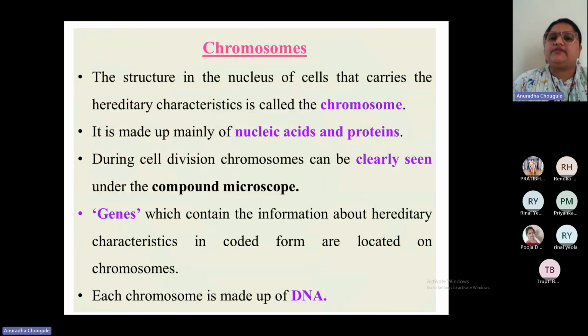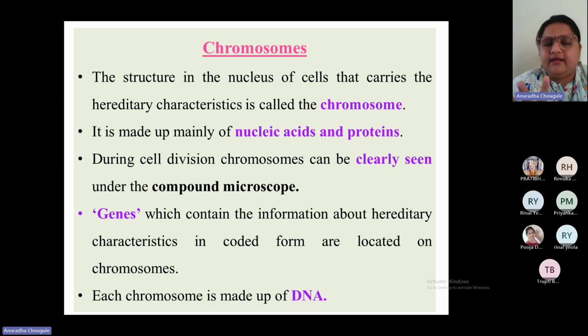So the next point is chromosomes. Can you tell me the definition of chromosome, or do you have any idea what a chromosome is? It is a protein-based repeat structure. Okay, yes, a protein and nucleic acid structure.